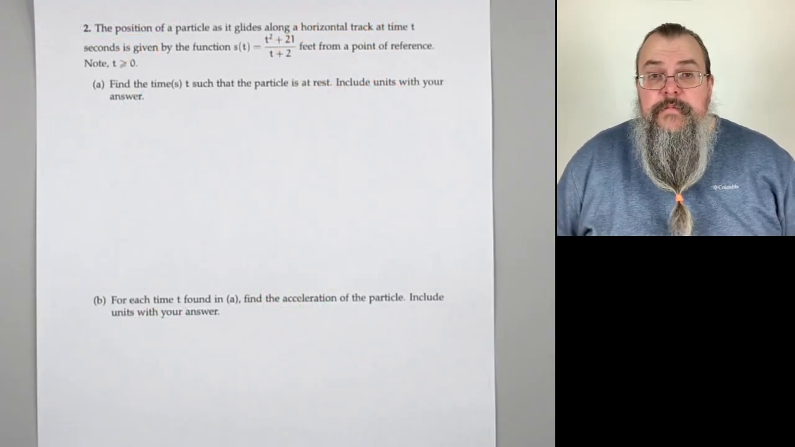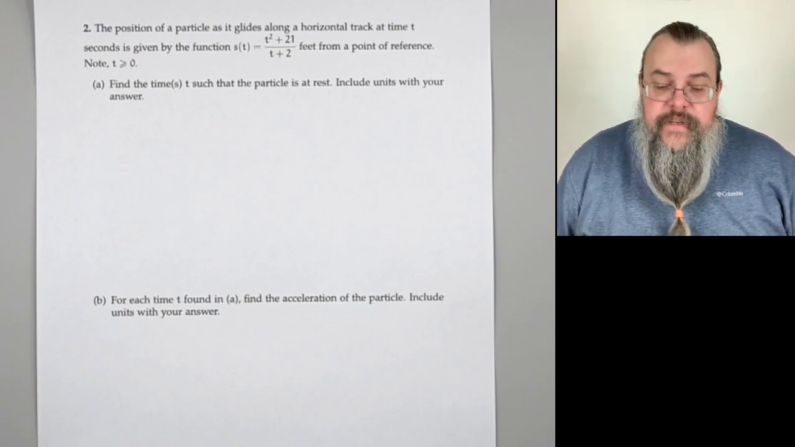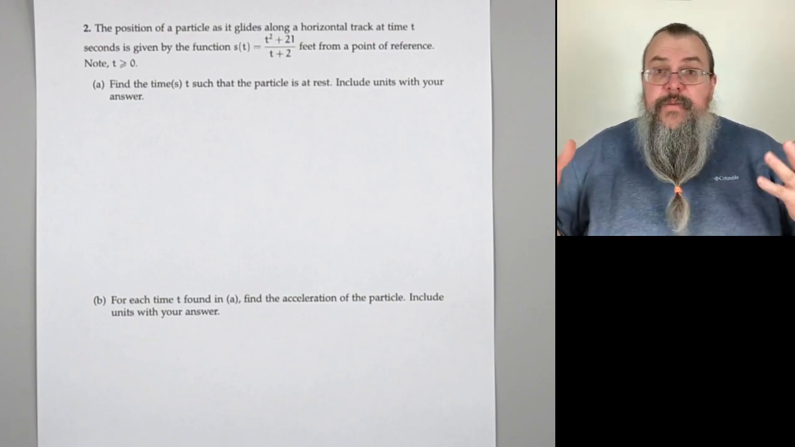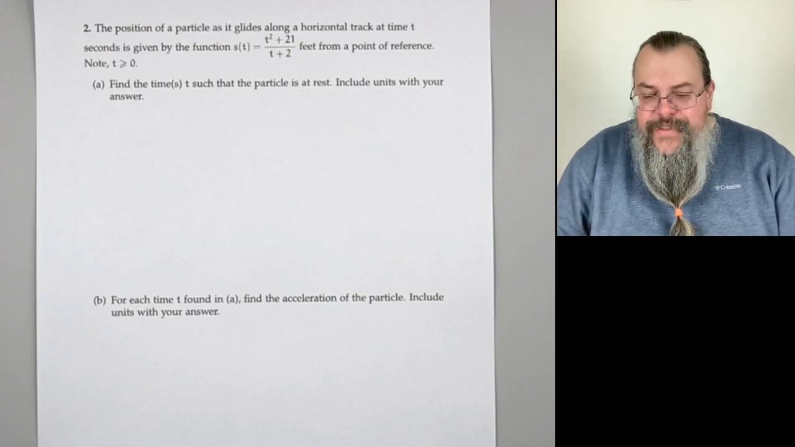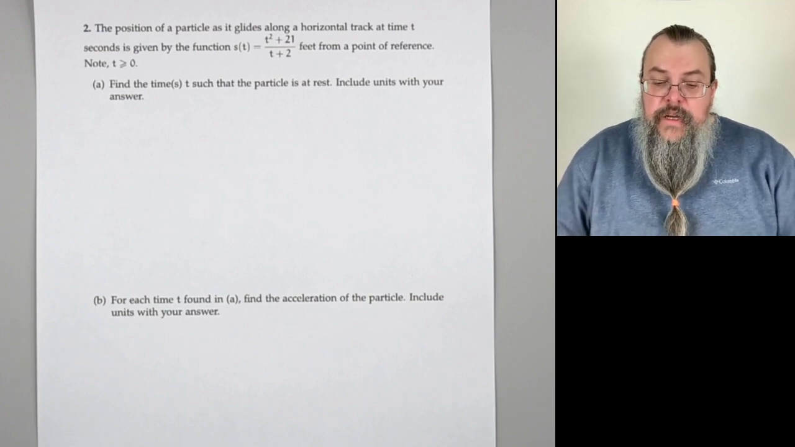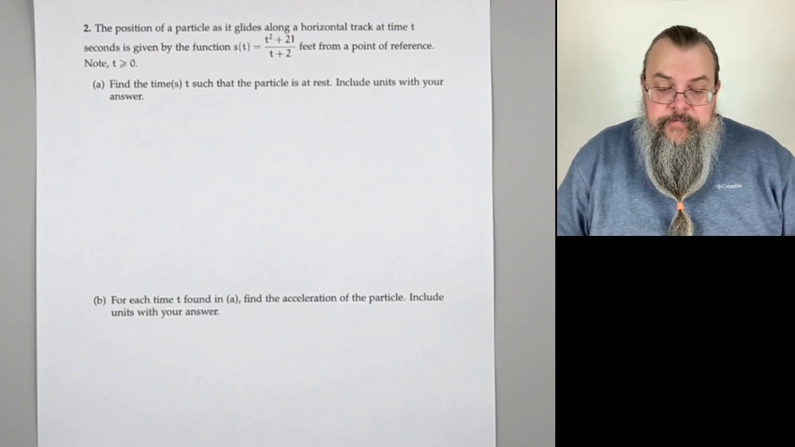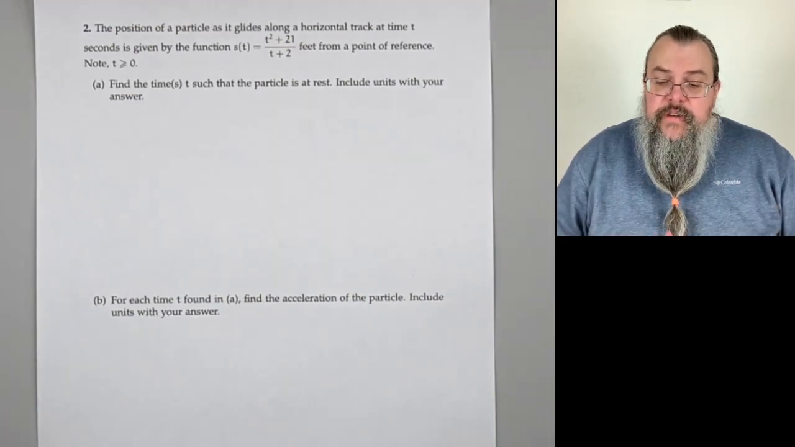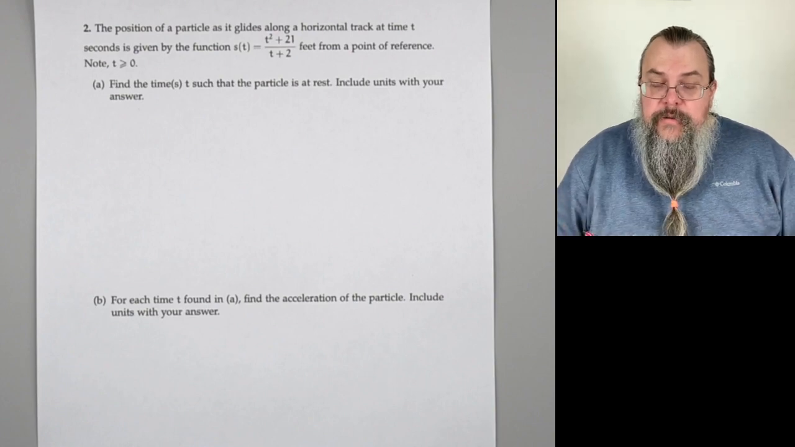For our second problem, the position of a particle as it glides along a horizontal track at time t seconds is given by the function s of t. The reason they chose s is that in physics they often represent position with the letter s. So s of t is t squared plus 21 over t plus 2 feet from a point of reference, and t is greater than or equal to 0. Find the times t such that the particle is at rest. Include units with your answer.